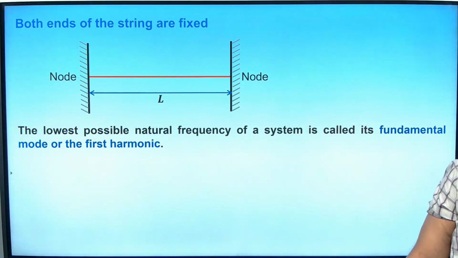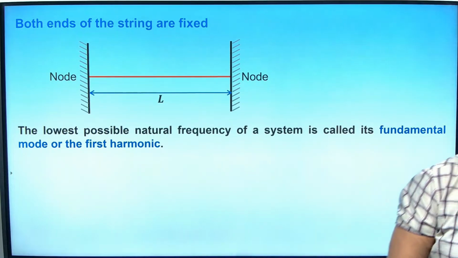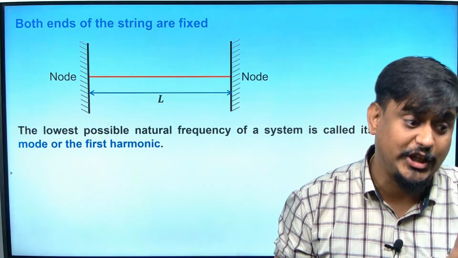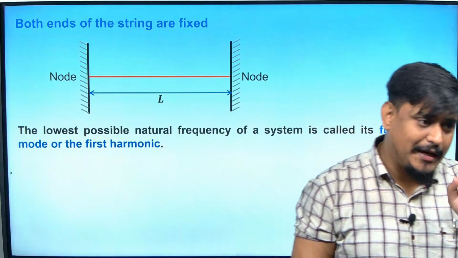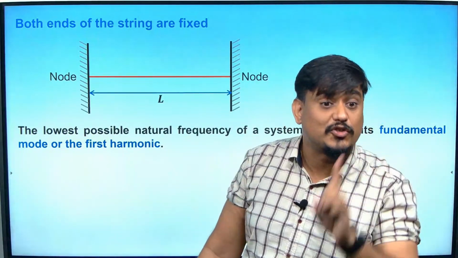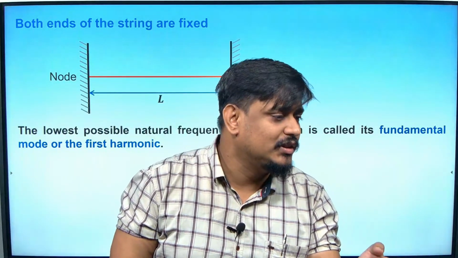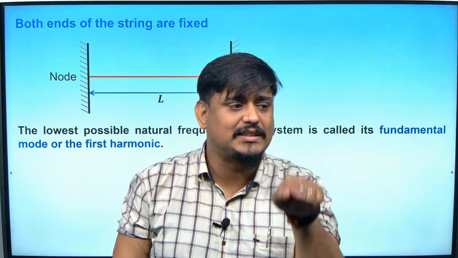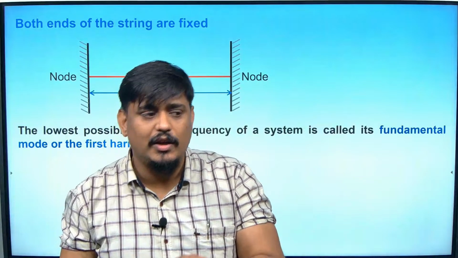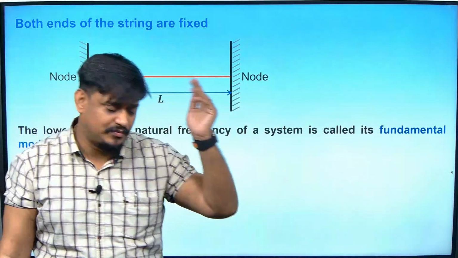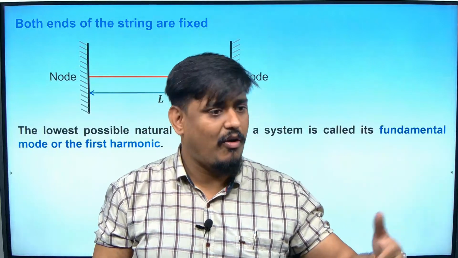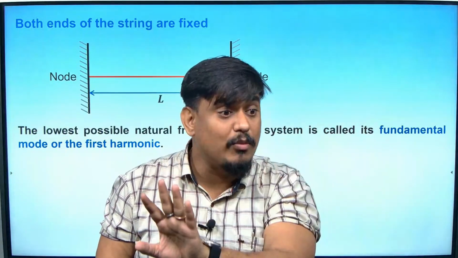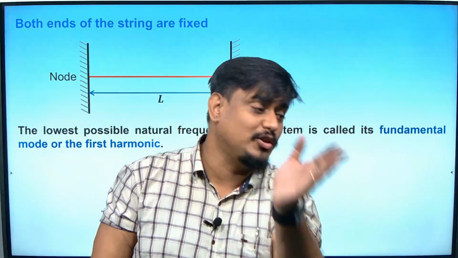What is the fundamental frequency of this string? You remember? V by how much did you get? V by 2L. V by 2L is the fundamental frequency of a string. Check your notes, we have derived this itself. The second harmonic will be how much? 2 into V by 2L, that is V by L. The third will be how much? 3 into V by 2L. That is, n times V by 2L will give you the nth harmonic. Or we can say first overtone: the second harmonic is called the first overtone. The 10th harmonic will be called the 9th overtone, isn't it?